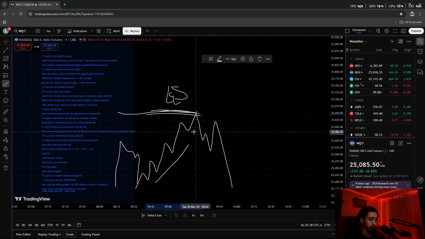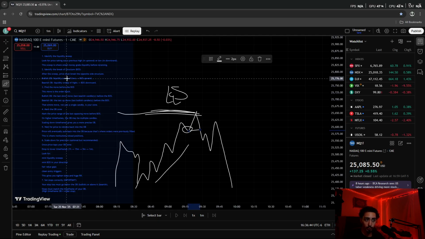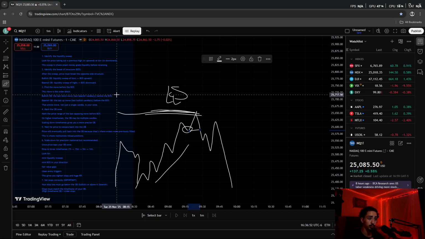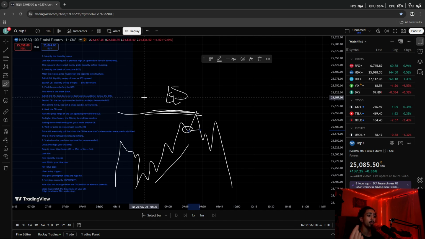Identify the break of structure. This is a low right here. What happened? We closed below the low. After the sweep, price must break opposite side structure. A bullish order block: liquidity sweep of the lows, break of structure upwards. A bearish order block would be a liquidity sweep of the highs and a break of structure downwards.